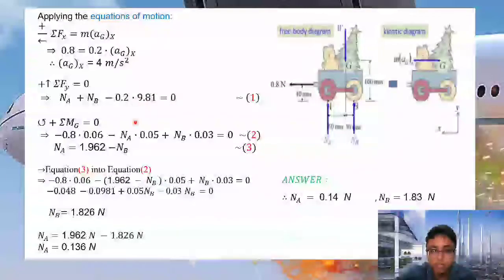So for our third equation, we sum the total moment about any arbitrary point, but for convenience we are going to sum the total moment about point G, because the moment about point G is equal to 0 since there is no angular acceleration alpha. Therefore, this is our equation, and then we can get the third equation from the Fy equation. Just substitute the third equation into the second equation, and we get the answer: NA is equal to 0.114 Newton and NB is equal to 1.83 Newton.